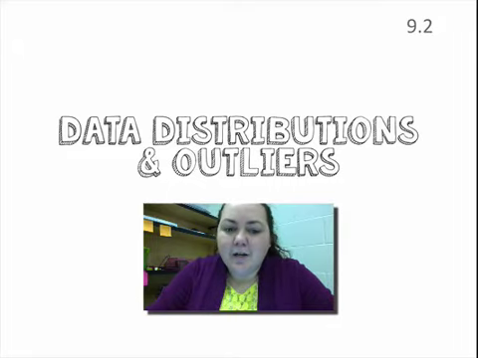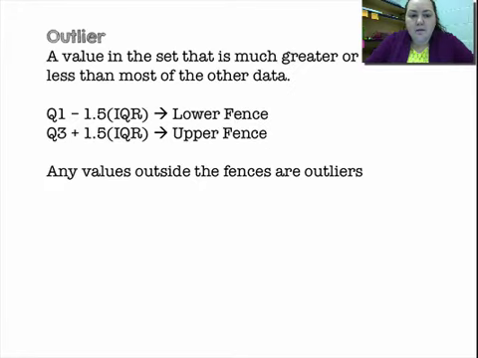All right, in this video, we're going to talk about data distributions and outliers. So an outlier is a value in a set that is much greater or much less than most of the other data. We can actually calculate if a number is an outlier by taking my quartile 1 value and subtracting 1.5 times my interquartile range.